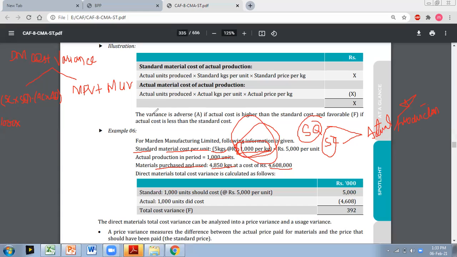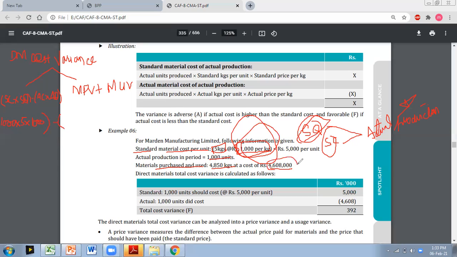When I say standard quantity, I mean standard quantity for actual production, right? What is the standard quantity? It is 5 kgs per unit, right? It is 5 kgs per unit. And how many units are produced? 1000. So 5 into 1000 is actually the standard quantity, right? Then you have to subtract it from actual cost into actual quantity.